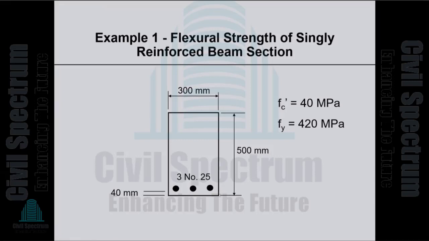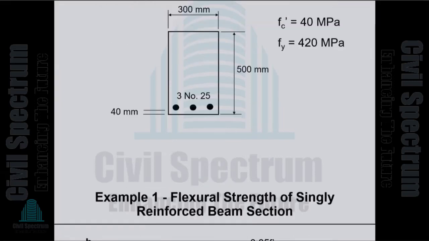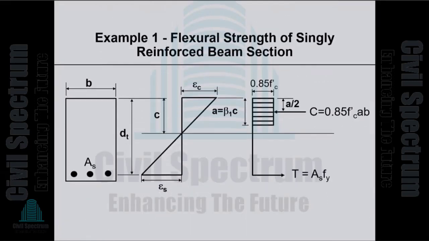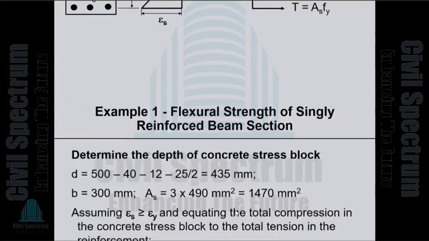Okay. So the section is given, the material strengths are given. We will calculate the flexural strength of this section. It's a singly reinforced beam section, meaning there is no compression reinforcement, only tension reinforcement. This is the same picture as before, nothing to add. The section, the strain distribution, the stress distribution, it's a rectangular stress block as described earlier.